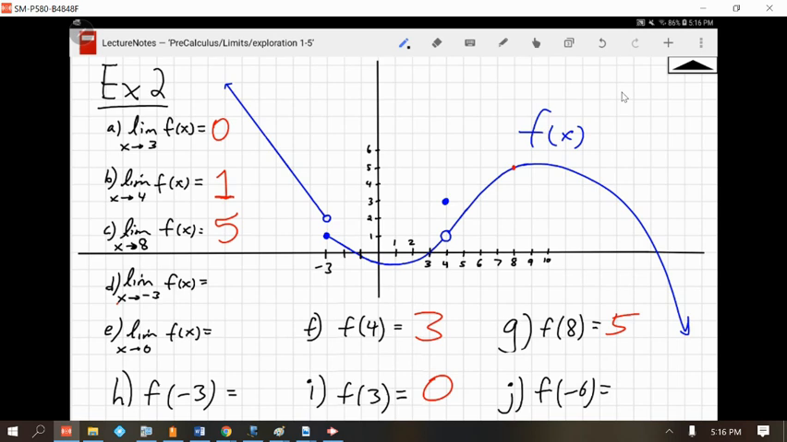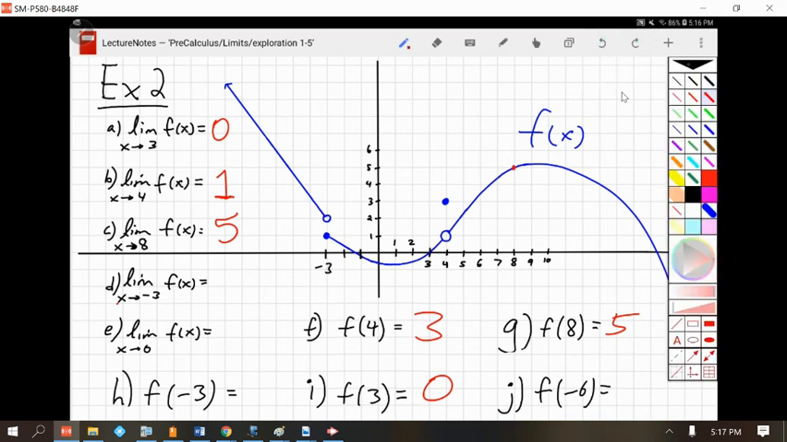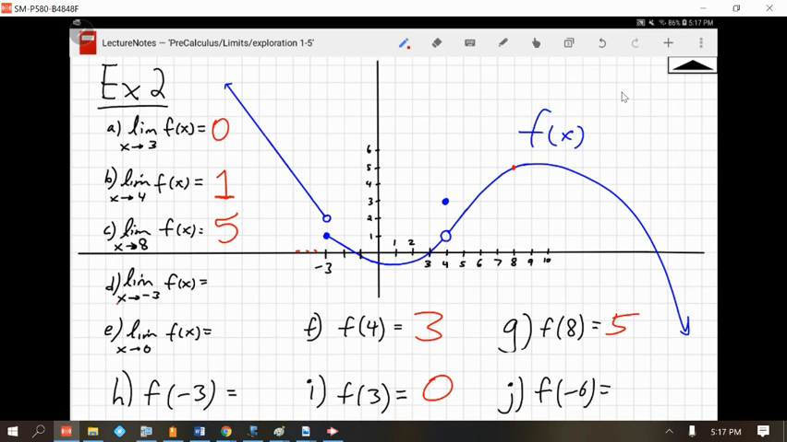But what's the limit as x approaches -3? So this is tricky, because as I approach -3 from the left, as I approach -3 from the left side, I'm actually up here on this piece, which is the linear piece, the line. And what's the limit as I approach -3? That line is coming down here to 2.